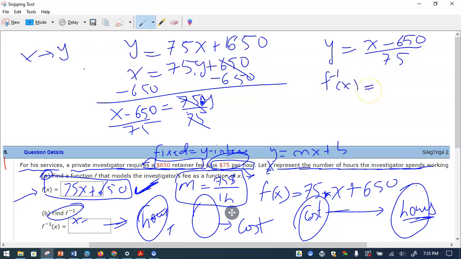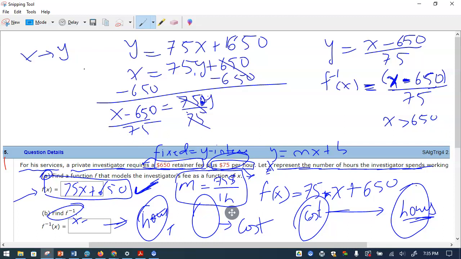It represents the number of hours that can be spent investigating for the money that you spend, x amount of money, divided by 75. Now by looking at this, this is x now, and the numerator has to be positive, right? You can't have a negative cost. So there has to be some money here. So that means x has to be greater than 650 to have some time to spend on investigating.